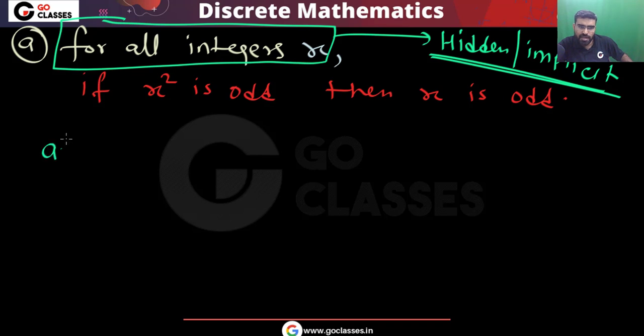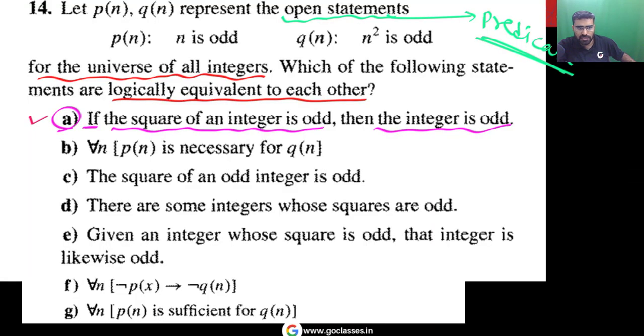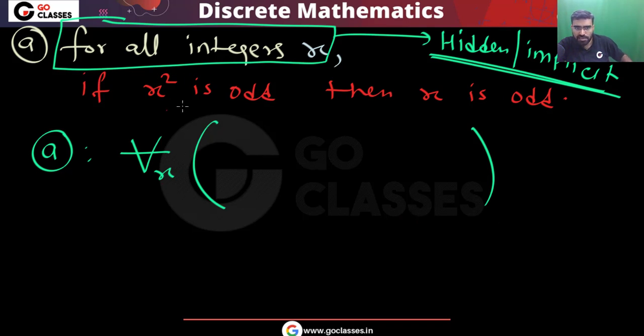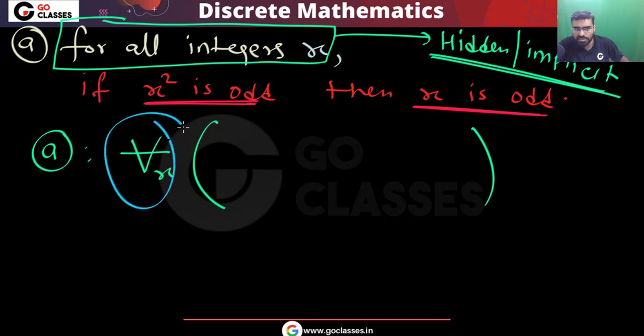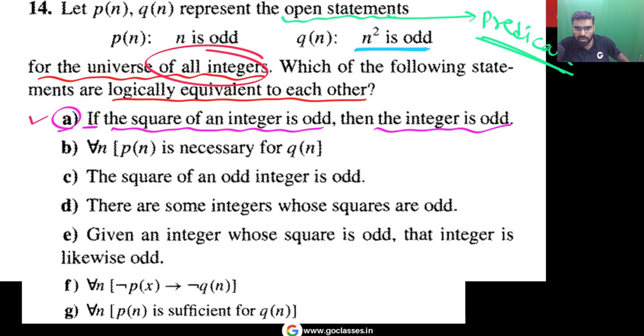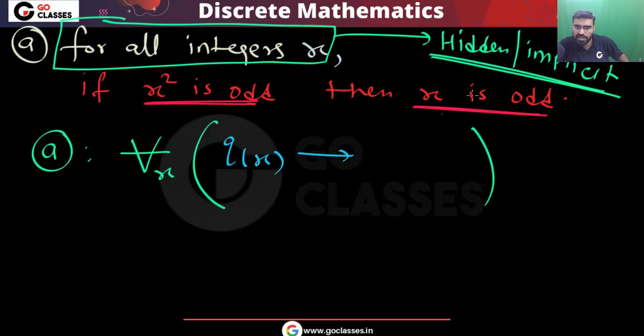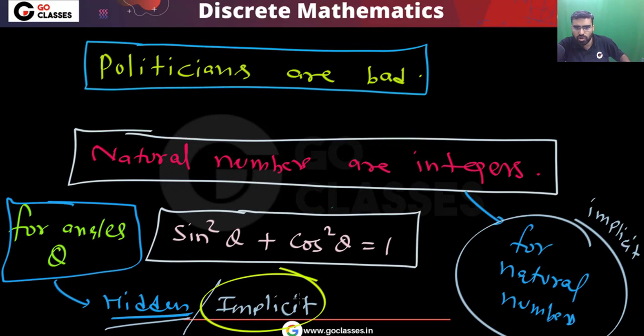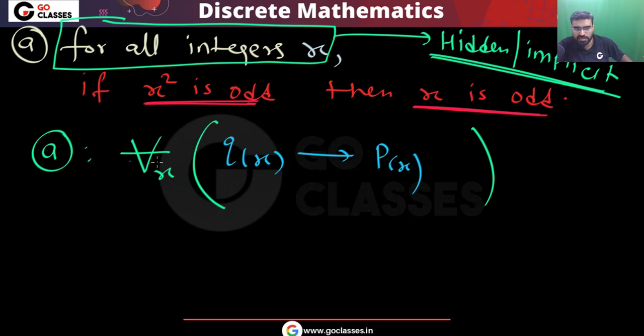So what is statement A? Statement A is: for all integers x, the domain is already the set of integers. We are saying that for all integers, if x square is odd, then x is odd. x square is odd means Q(x), so I can simply say Q(x) implies x is odd, which is nothing but P(x). x is odd means P(x), x square is odd means Q(x). So statement A is: for all x, Q(x) implies P(x).